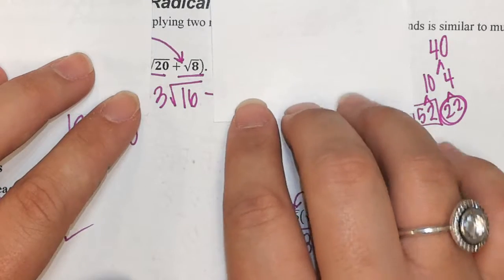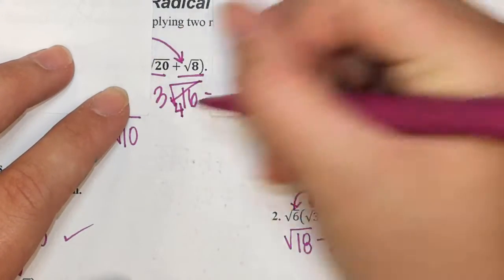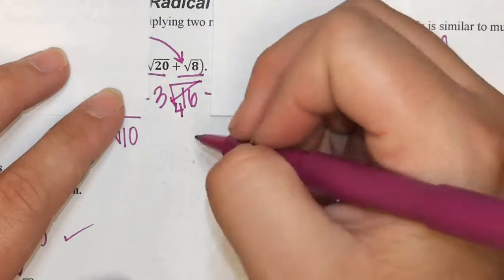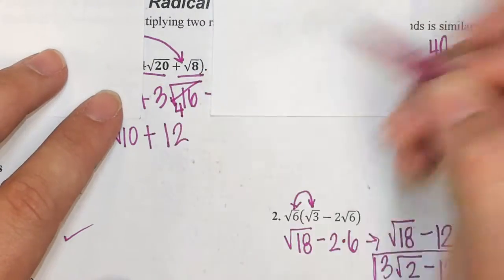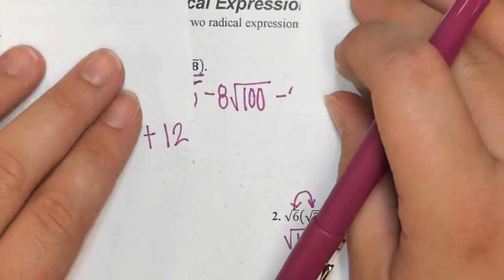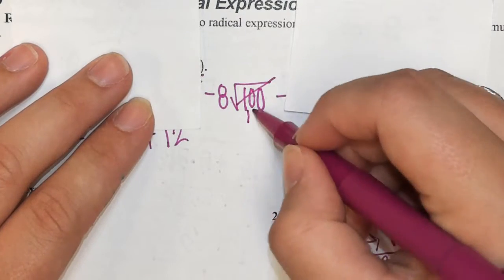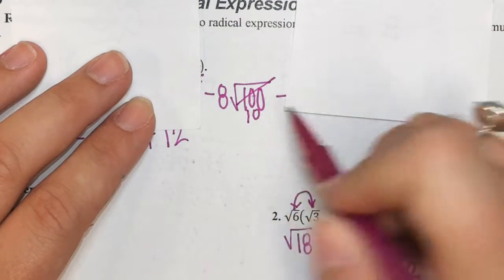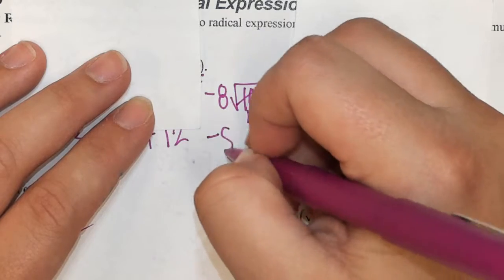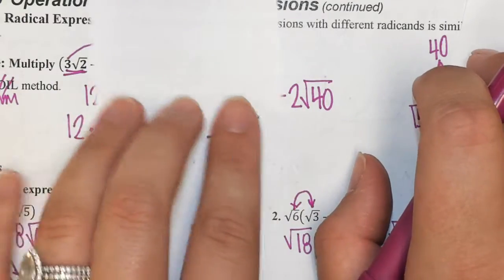What's the square root of 16? So this breaks down to be 4, and 3 times 4 is? Okay, well we took care of that one. 3 times 4 is 12. Now we have this problem. Well, what's the square root of 100? So this is 10. So negative 8 times 10 is negative 80. Okay, so you see how I'm breaking this down. We did all 3 of those.